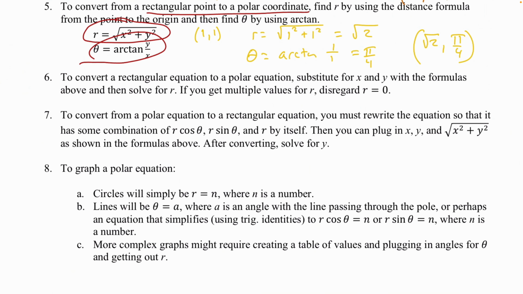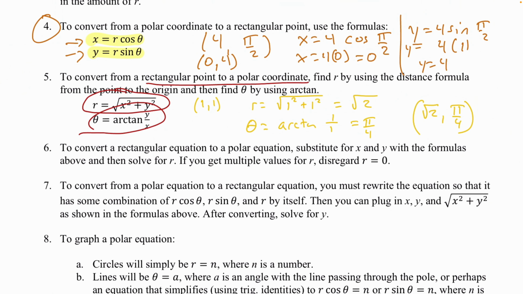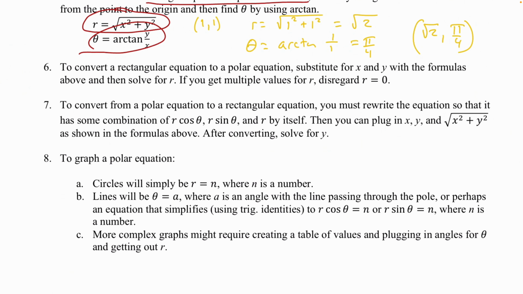Okay, number 6 and 7 here, we can convert rectangular equations to polar equations, doing the same thing, the same idea. You're going to substitute for your x and y's with the formulas from above and solve for your r, and so on and so forth. Number 7, we can convert from polar to rectangular, same idea. Not a big deal. It's just following the same stuff, except if you're going to make it into an equation, once you get your x and your y, you're going to solve for the y.